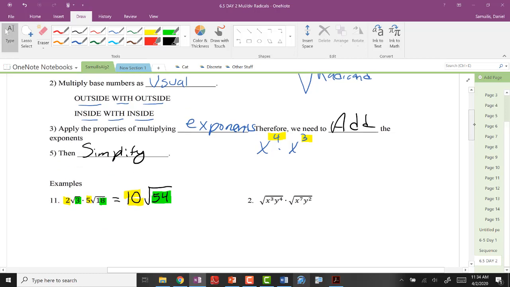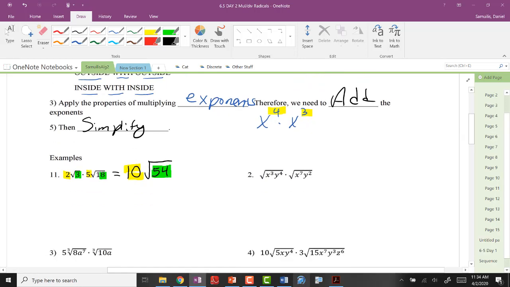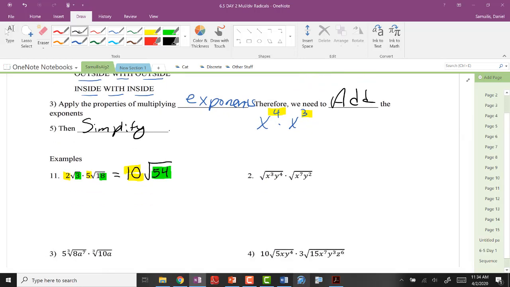Let me scroll this up a little bit. There we go. Okay, so we're going to break down 54. So that'd be 2 times 27. 3 times 9. And 3 times 3. So we should be okay with simplifying these now. So one of the 3's will come out, the 2 and the 3 will stay in.